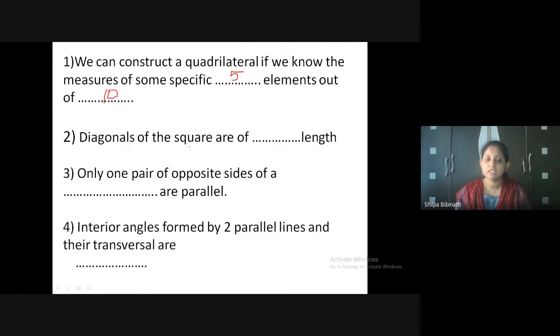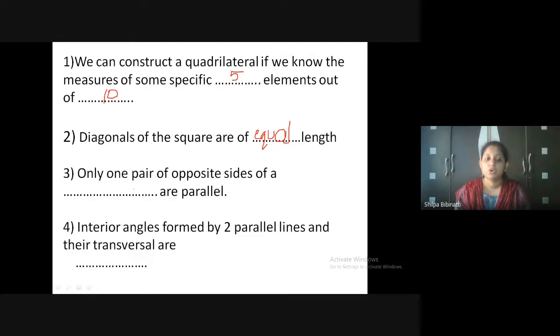Next, diagonals of the square are of dash length. What about the diagonals? Whether the lengths are equal or not equal, it will be equal. Okay, so the diagonals of a square are of equal length. If one diagonal is 10 centimeters, the other one will also be 10 centimeters.